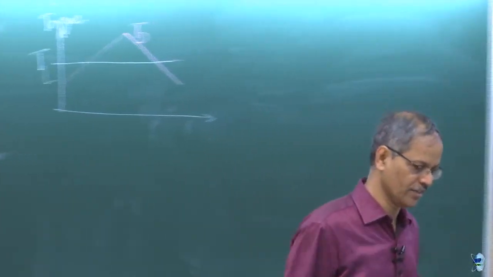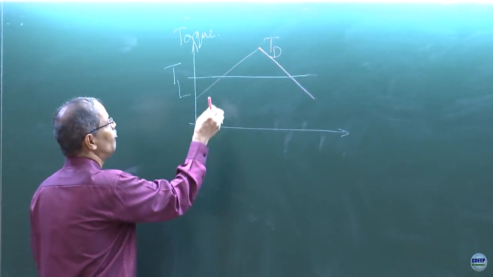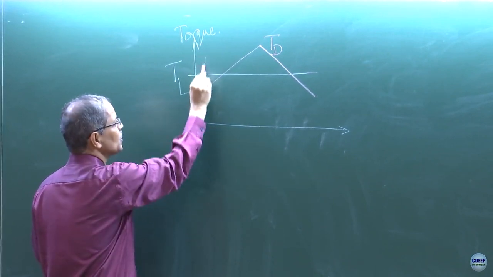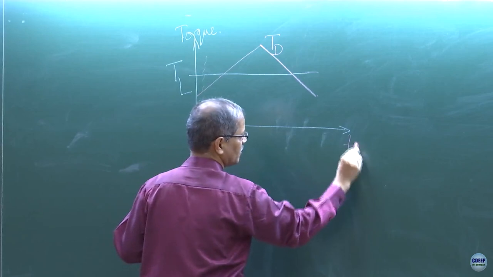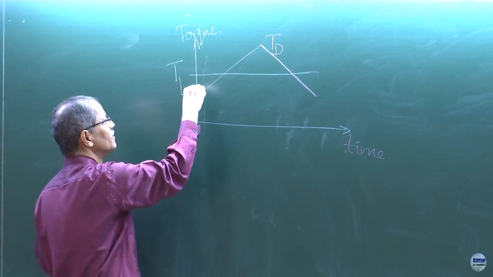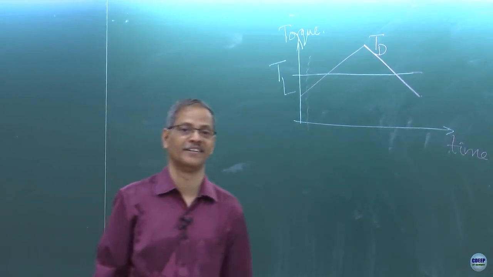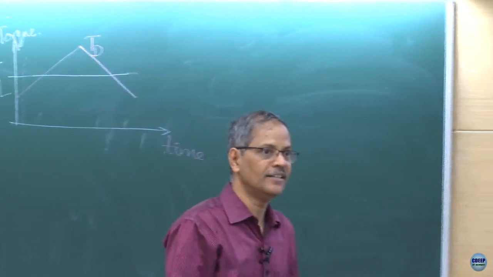To illustrate the point, what would happen instant to instant if you apply your Newton-Euler equations of motion? You can imagine what would happen to the speed of the shaft. When the load demanded is more than the available driving torque at this instant of time, what would happen to the speed? It decreases, right?